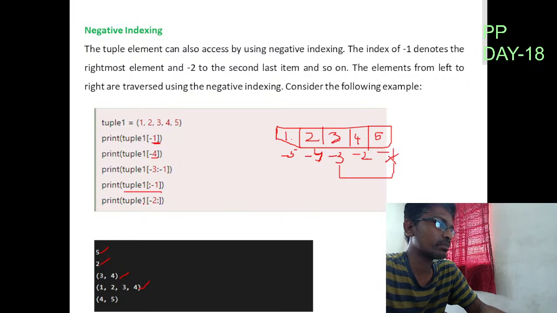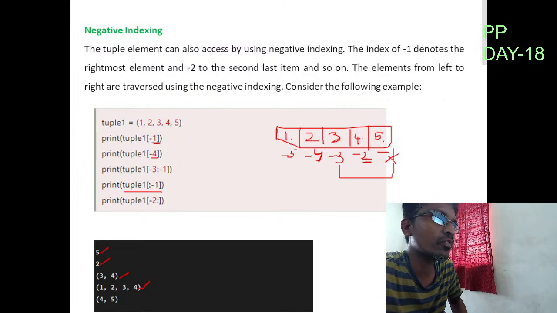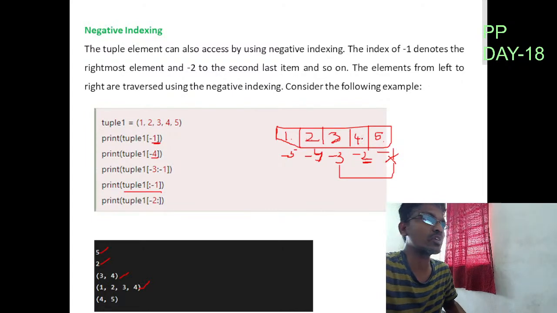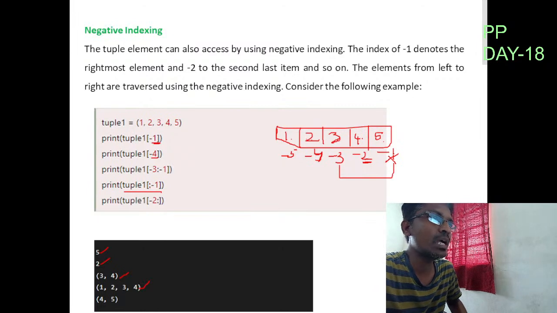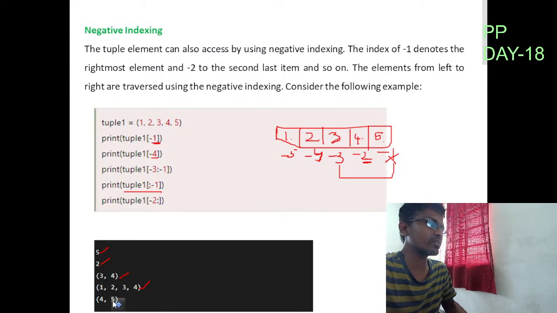The next one is print tuple 1 followed by minus 2 colon. Here the starting index is given, but I don't know the end index or stop index. So what is minus 2 here? It will display from minus 2 and minus 1 only. So the output is 4 and 5 only.